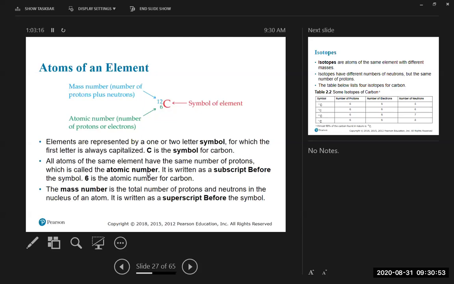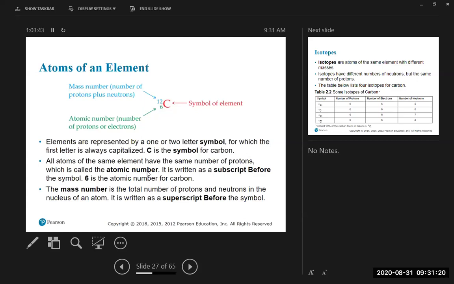And then the atomic number, the subscript here on the left of the C, in this case it's 6. That atomic number tells us how many protons are in carbon. So it also tells us the number of electrons, because to get that charge to balance, protons, remember, are plus, so we've got 6 pluses. To get a net zero, we'd have to have 6 minuses, so that'd be 6 electrons.